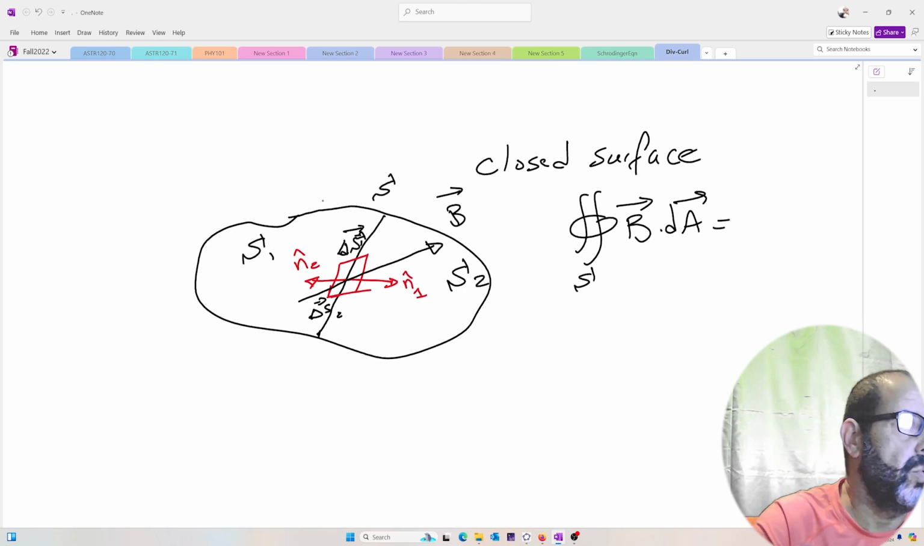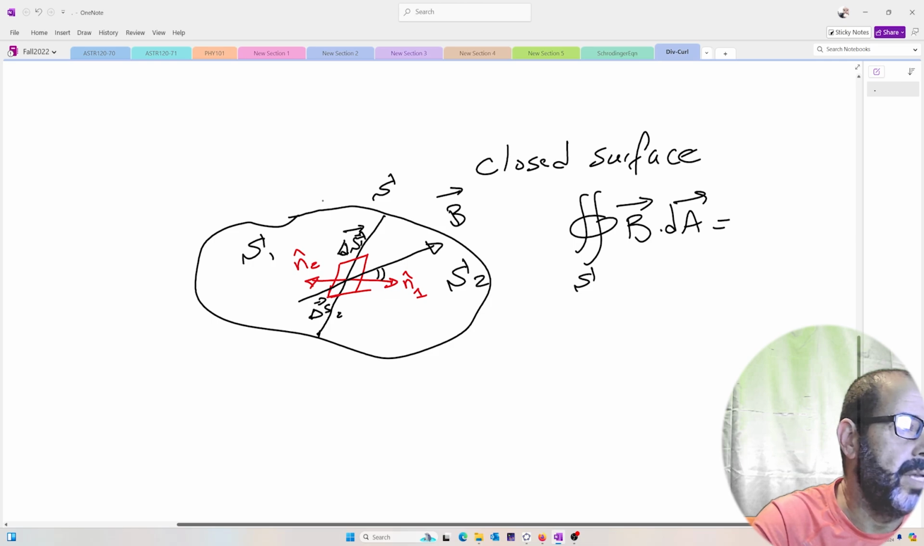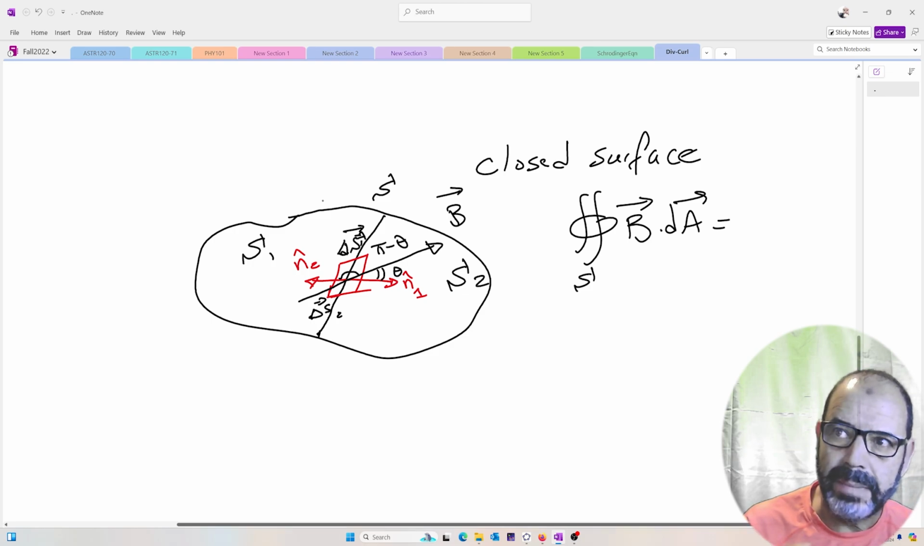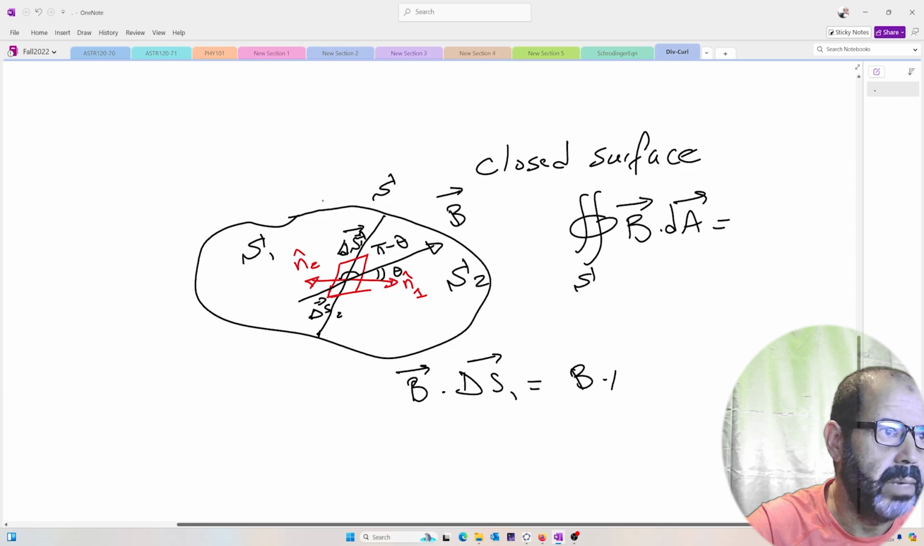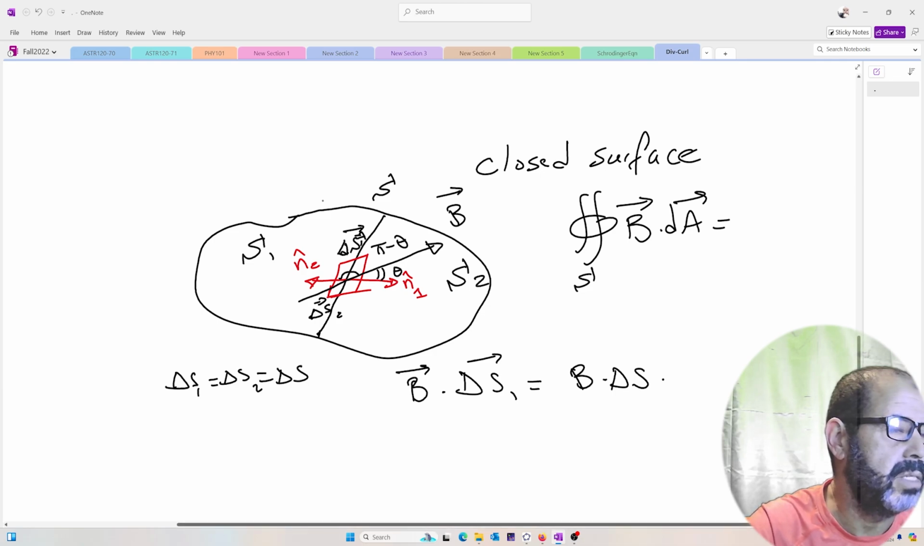So the key thing to note is the following. The angle made between the vector b and n1 hat, let's call it theta. The angle made between n2 hat and b is 180 degrees subtracted from theta, so this is pi minus theta. So what that means is the dot product of the vector b with the area delta S1 is going to be equal, of course, to b times the size of the area, which is delta S, both of them. So I'm going to assume that delta S1 and delta S2 are the same size, delta S.